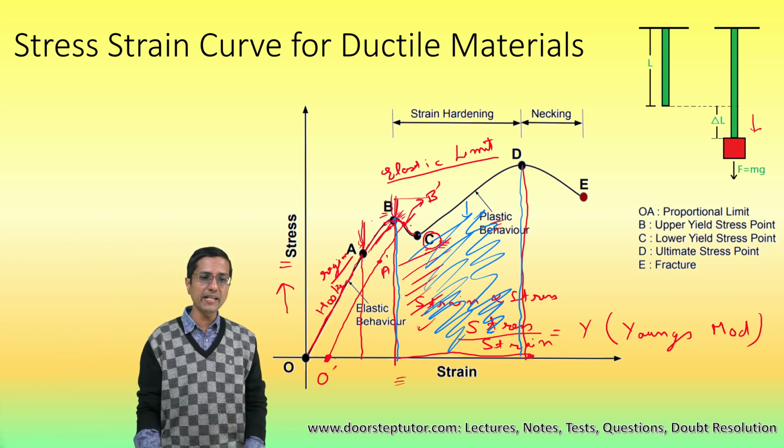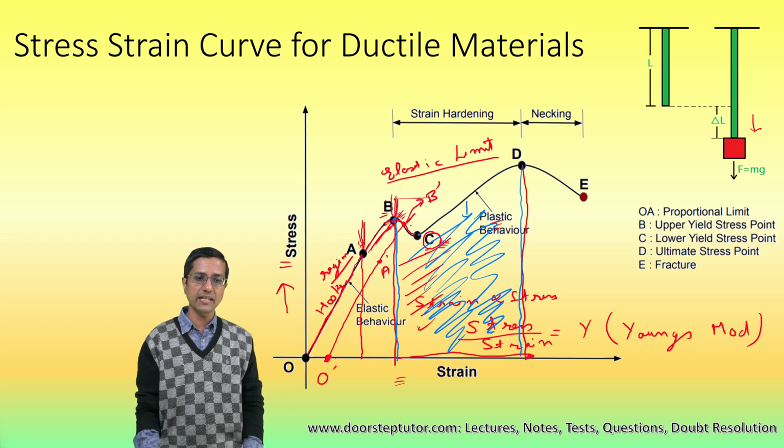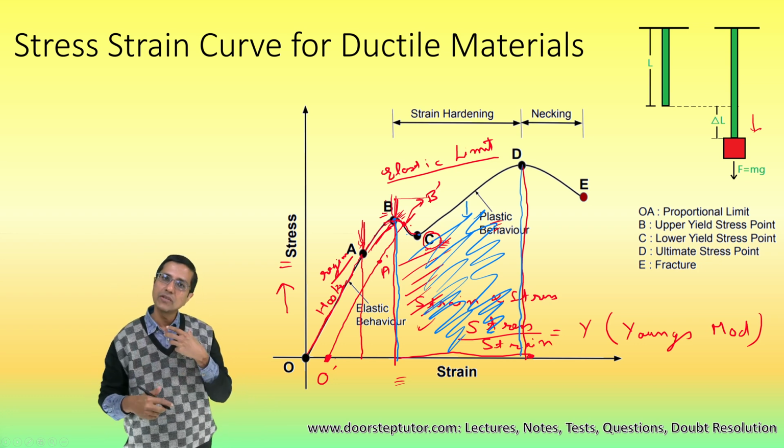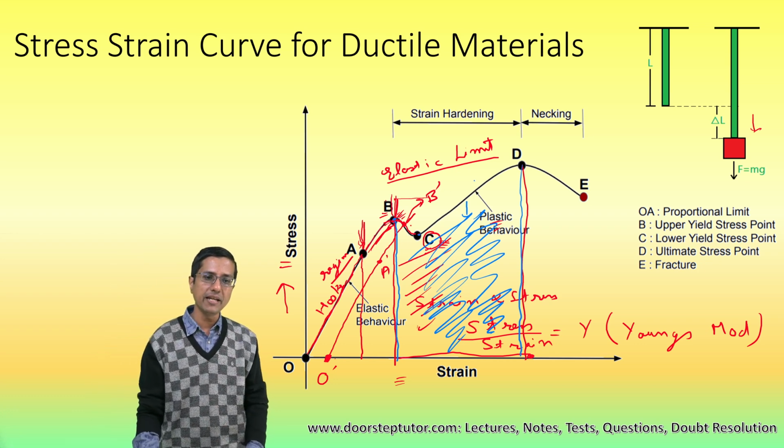In the beginning, there is a maxima and minima in this plastic region, and those are known as the upper yield point and the lower yield point. Between C and D, the material continues to exhibit the plastic behavior.